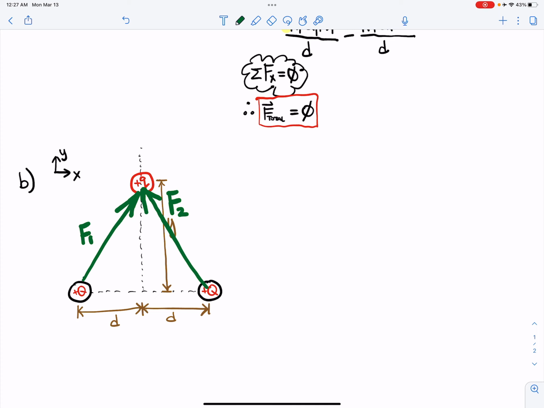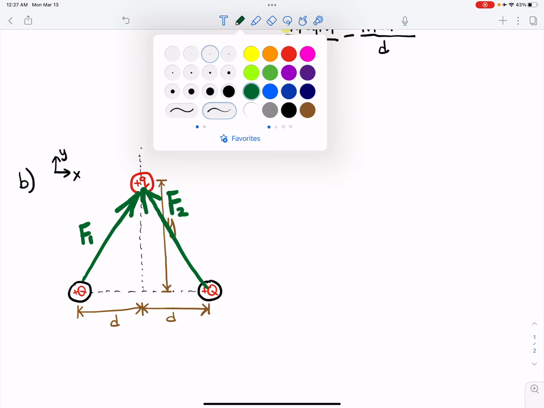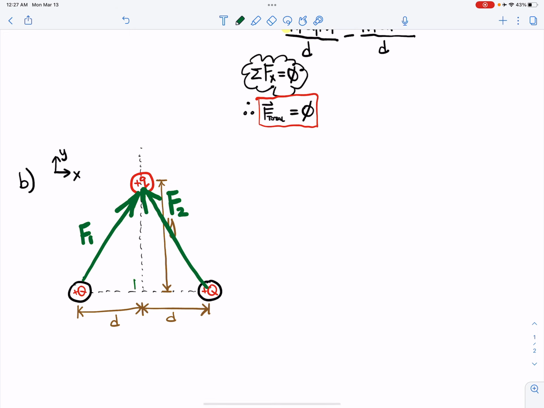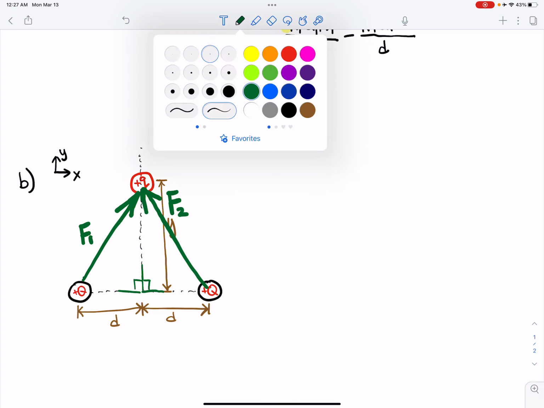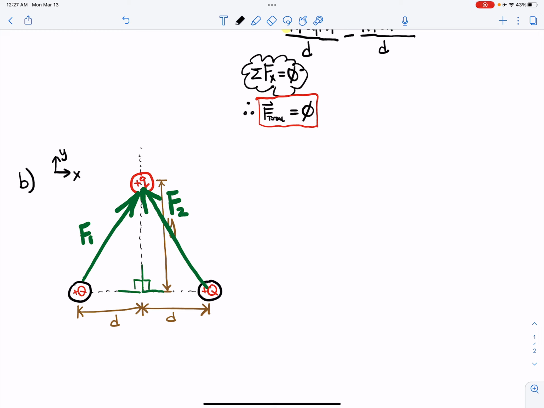Okay. Notice this is a right triangle, right? Right here. So now let's look at our forces along x.